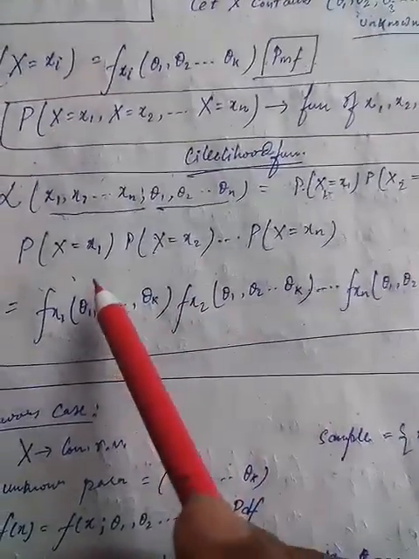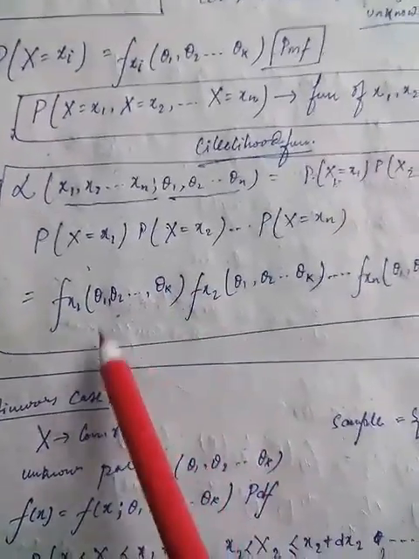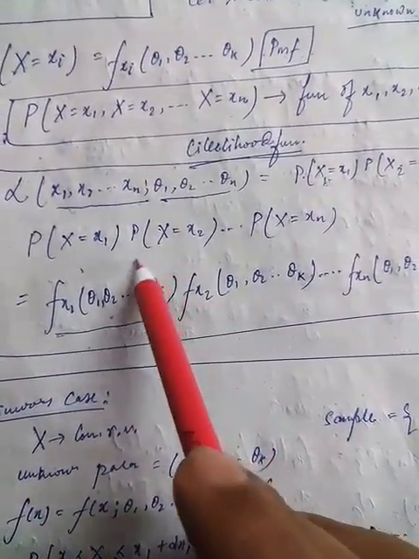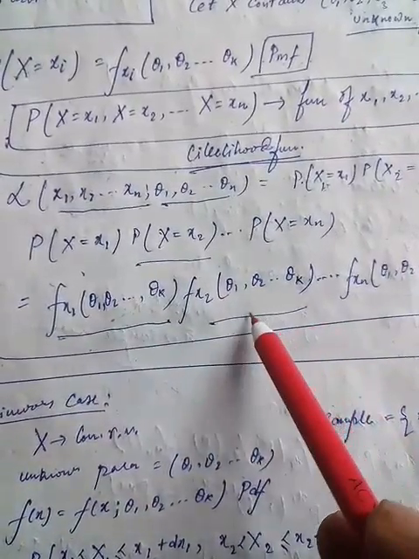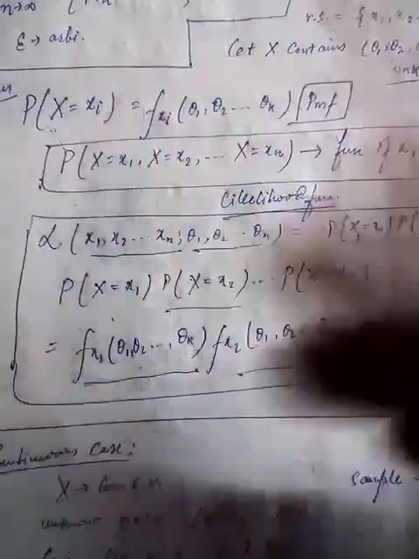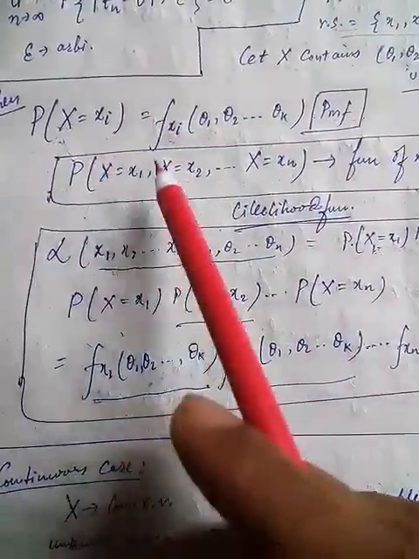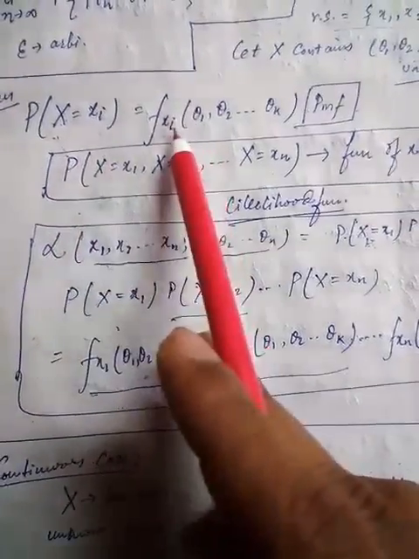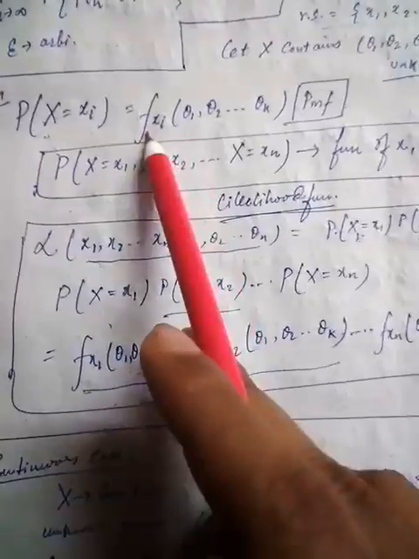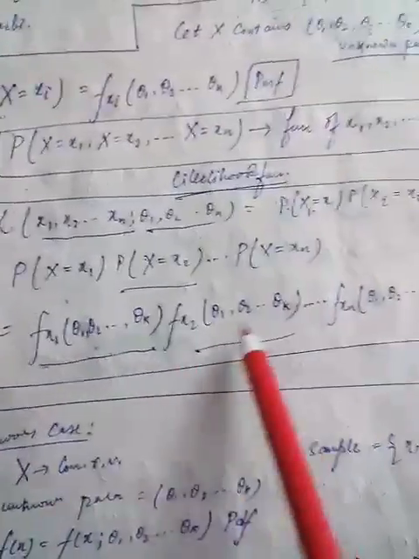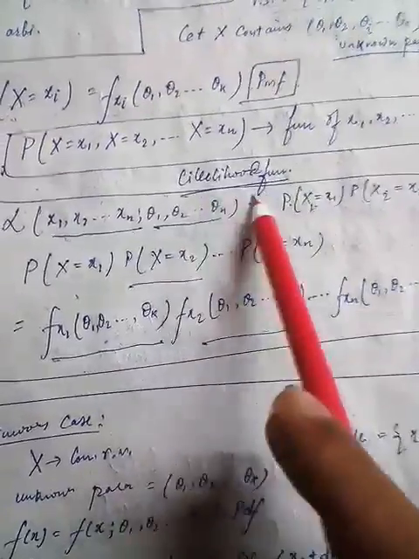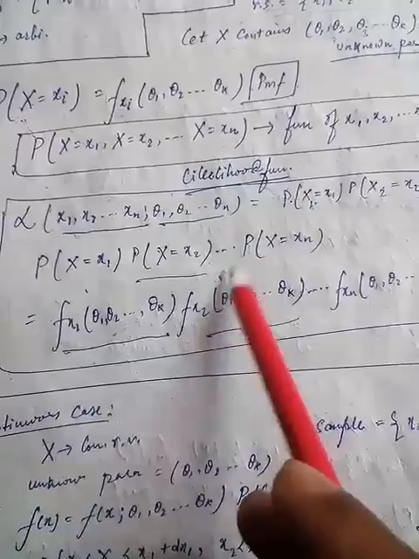Now, the probability of X equal to x1 will be this. Likewise, the probability of this will be this. How? Because we have talked about it earlier, that the probability of X equal to xi will be f(xi) and a function of the unknown parameters. So the product of these will be the value of the likelihood function. This one is for the discrete case.